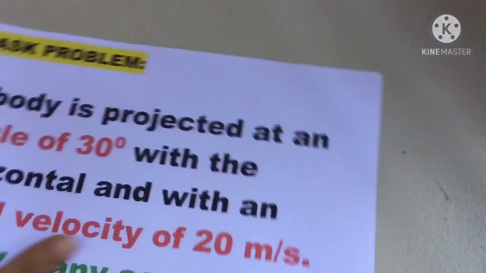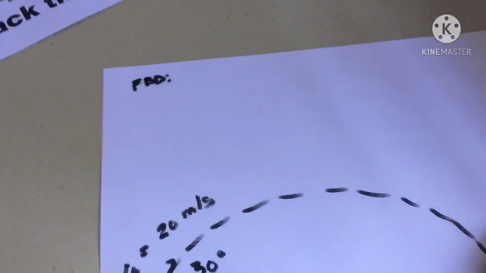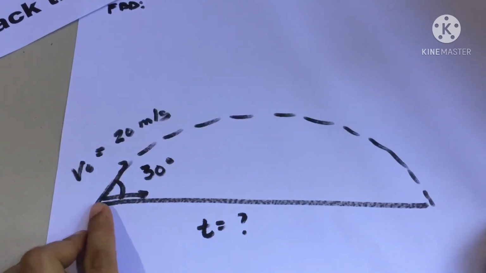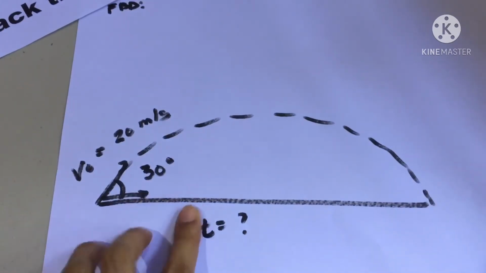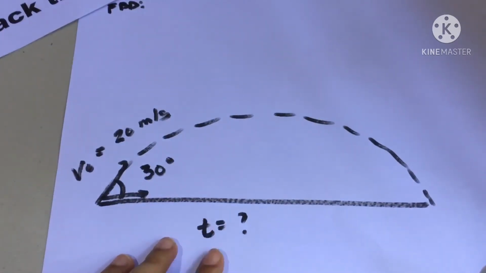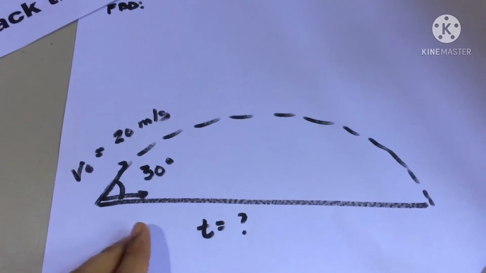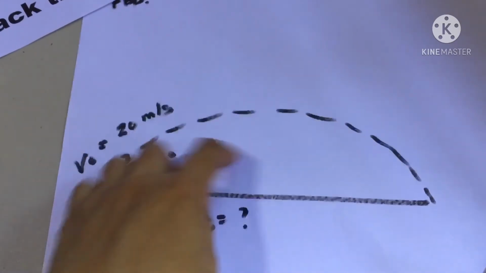Of course, do not forget to draw our free body diagram. From the initial velocity of 20 meters per second, a body is projected at an angle of 30 degrees, and then we are going to find the value of time. The question is: in how many seconds will it reach back the ground?